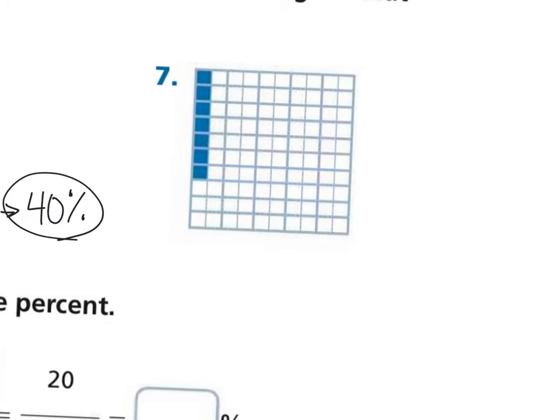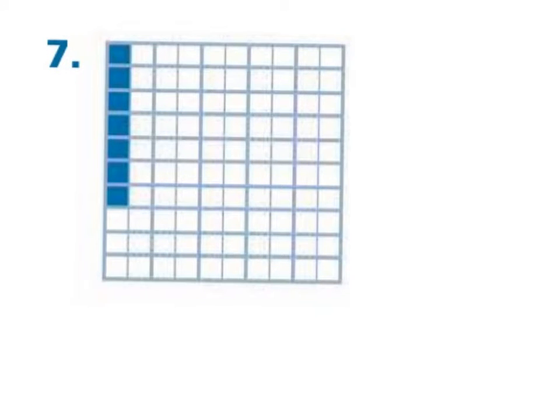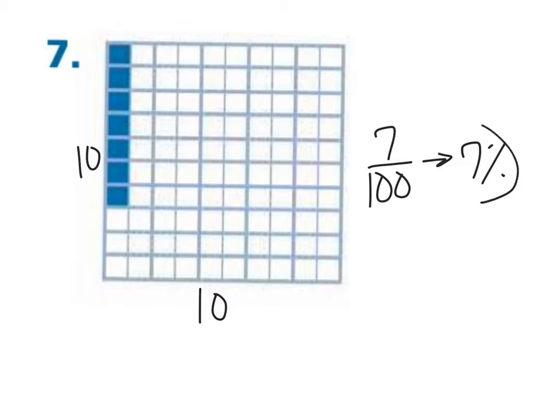If we look at number 7, there are 7 squares shaded, and there's a total of 100. You don't have to count every one of them. You could say there's 10 this way, and 10 times 10 is 100. Anyway, that's 7 out of 100, so that would be 7%.